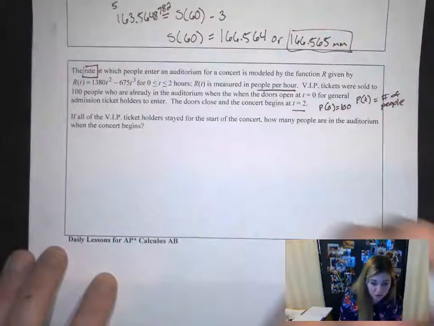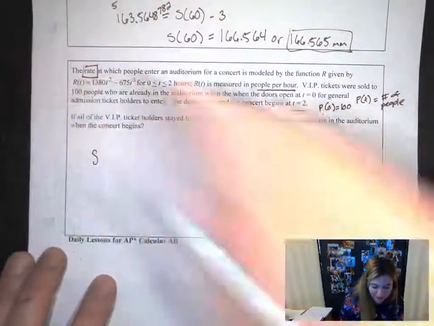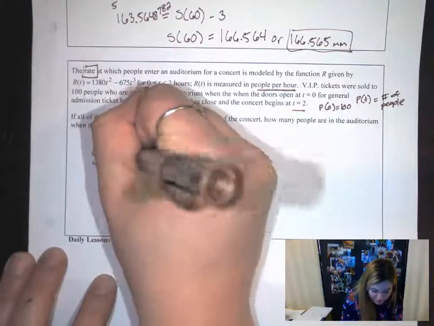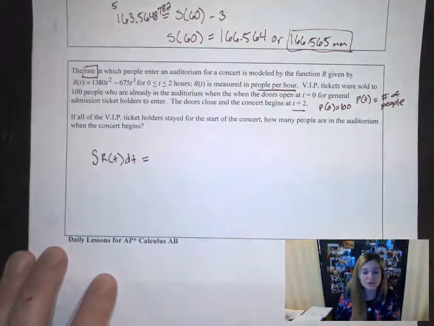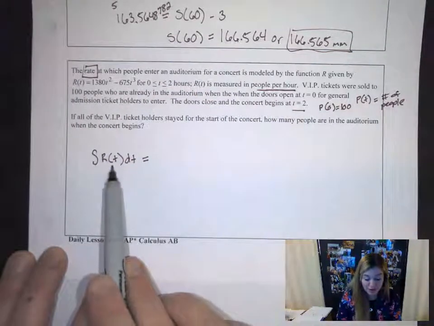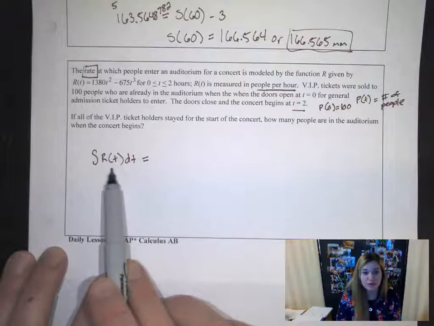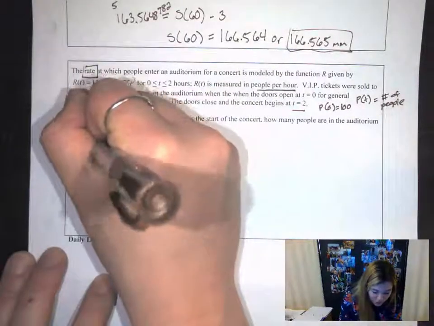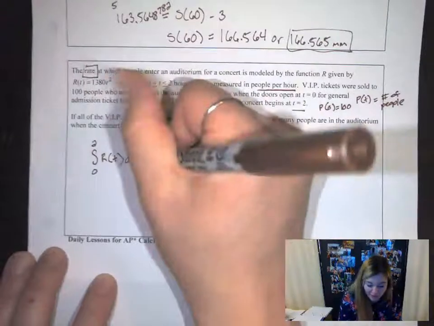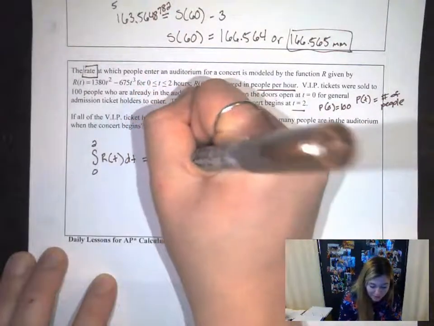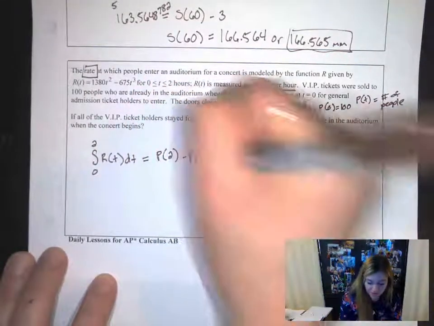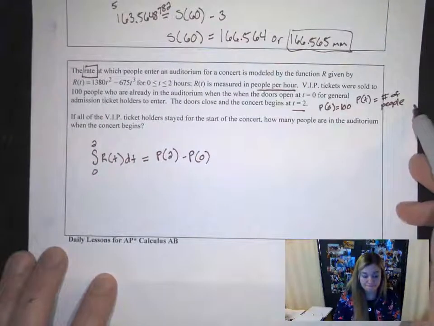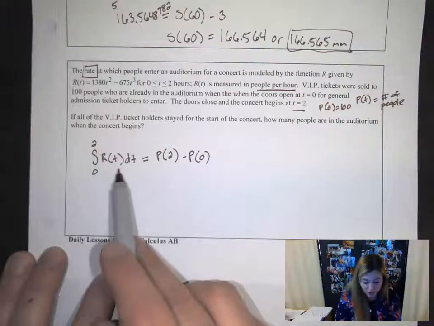Okay, so if you're still with me, or if you came back, I would say the integral of R of t dt. This is going to say this was the rate people were entering. So if I do the integral, it's going to be the amount of change in people. And I'm going to say from 0 to 2, because this would allow me to find P of 2 minus P of 0, if P is the number of people.